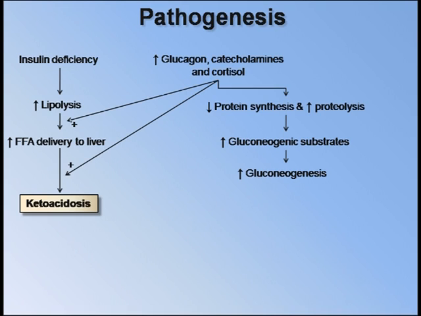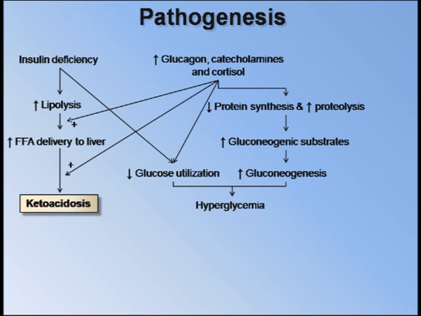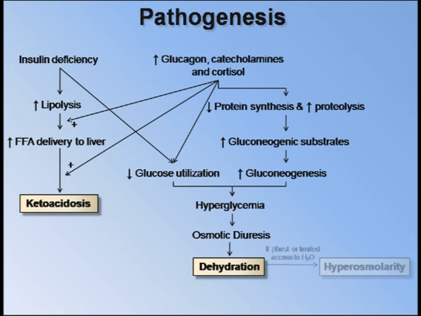At the same time, both insulin deficiency and excess glucagon will directly lead to decreased glucose utilization by peripheral tissues. This combination of decreased glucose utilization and increased gluconeogenesis by the liver have an additive effect to produce hyperglycemia. The hyperglycemia leads to an osmotic diuresis and subsequent dehydration. And if the patient has limited thirst or access to water, as might be seen with someone who is either ill and/or confused, this dehydration will quickly lead to hyperosmolarity.